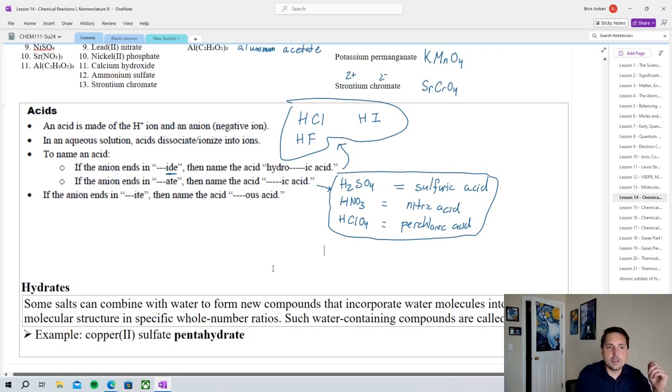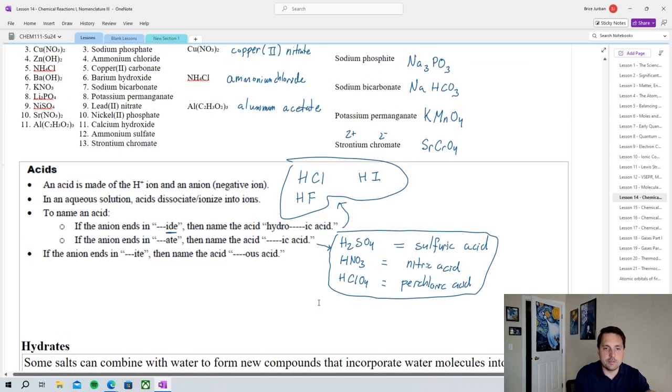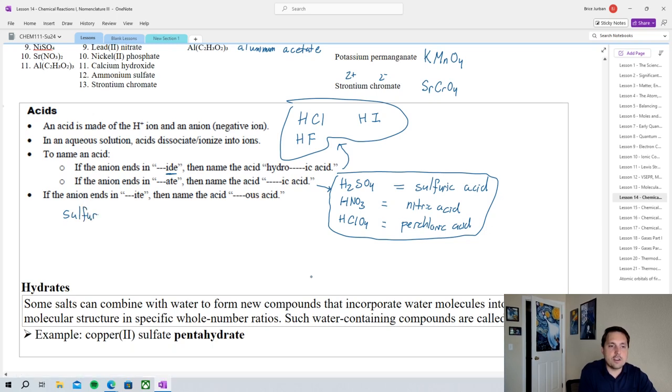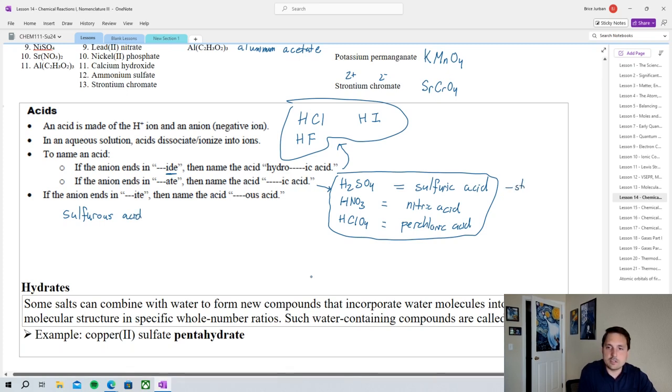And then the last type is if the polyatomic anion ends in ITE instead. So in these, we're going to change the ending to OUS acid, OUS acid. And there's no hydro prefix, again, for these. So we can think about sulfurous acid. Instead of sulfuric acid, this one here is, by the way, a strong acid. And so is nitric acid. These are actually, all three of these are strong acids here.